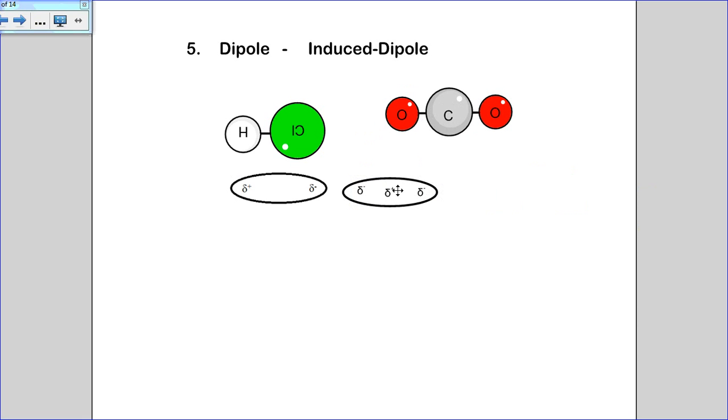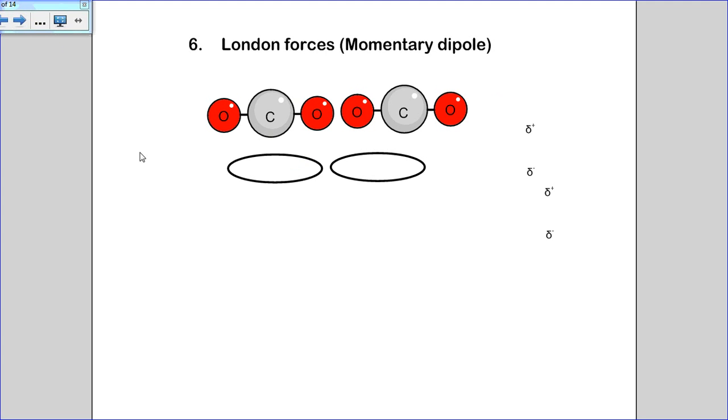So when the carbon dioxide comes into contact with the HCl, because the side closest to it is negative, this negative will be repelled onto the other side, and it will be an induced dipole where the side nearer the chlorine will become positive and the side further away will become negative. So in this case, we have a dipole, induced dipole intermolecular force which is formed, and that is a weak force.